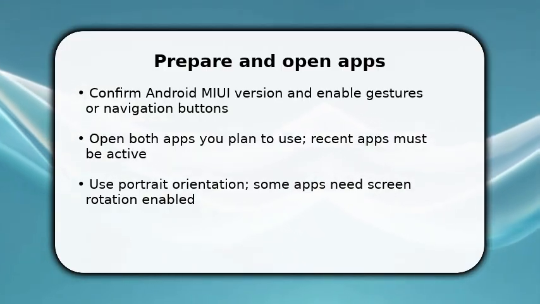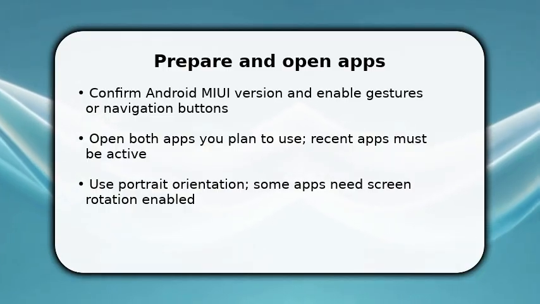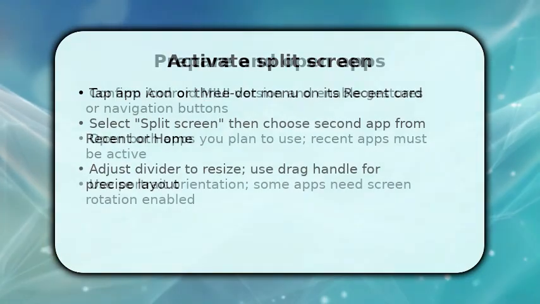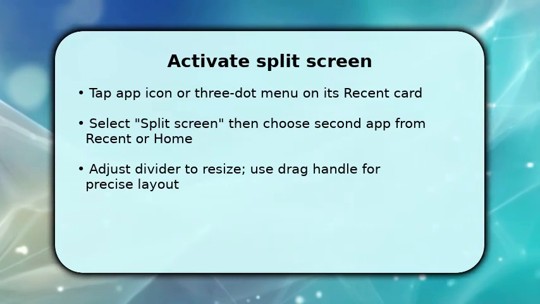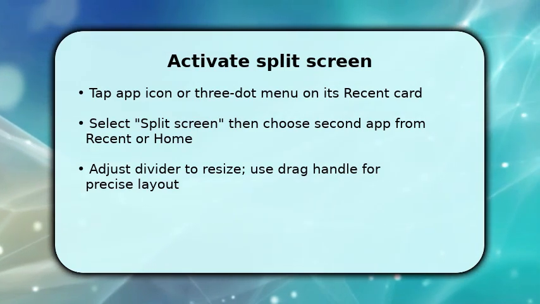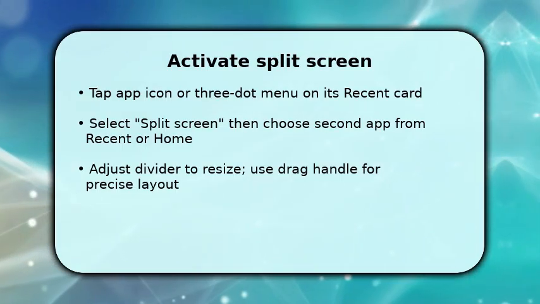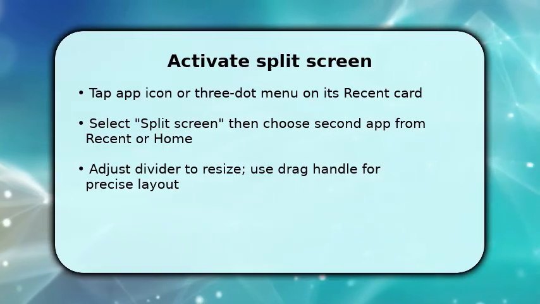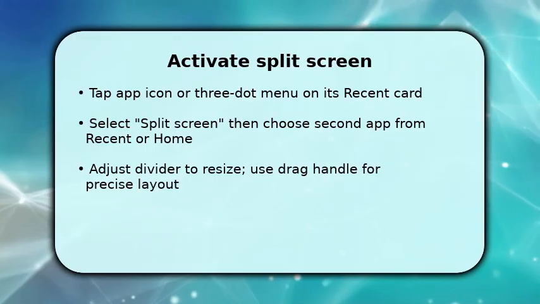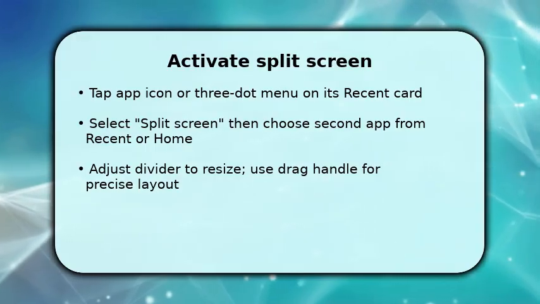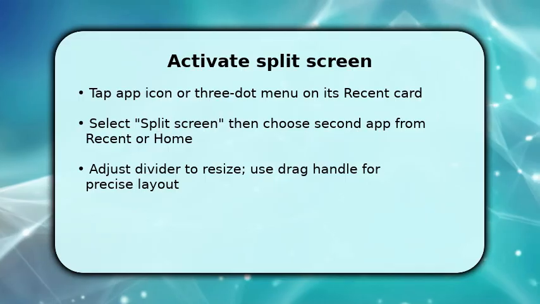Next, locate the small app icon or three-dot menu above an app preview to access splits. With both apps showing in Recent, tap the app icon at the top of its card or the three-dot menu to reveal the split screen command. Select split screen. Your active app will dock to the top or left while Recent appears beneath or to the right. Now pick the second app from Recent or Home to fill the other half.